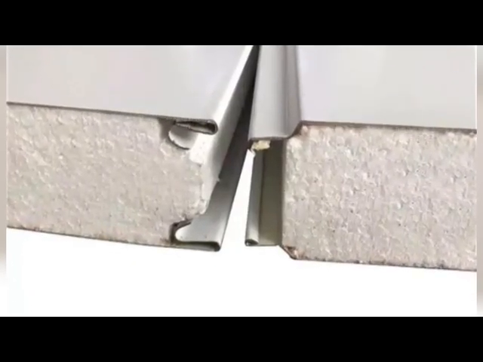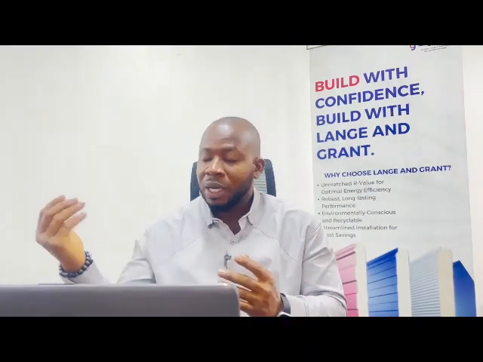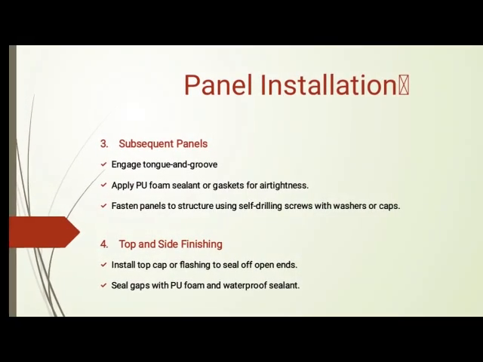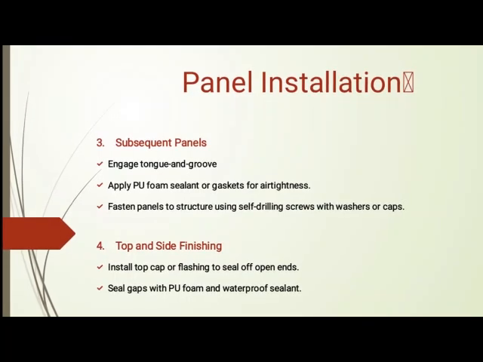So the fourth part is after installing all subsequent panels and we are done assembling our panels, the fourth part is to seal up all corners. Firstly, using our PU foams, our sealants, and then closing it up with our finishing, our profiles, or flashings, depending on the design that we are actually working with.